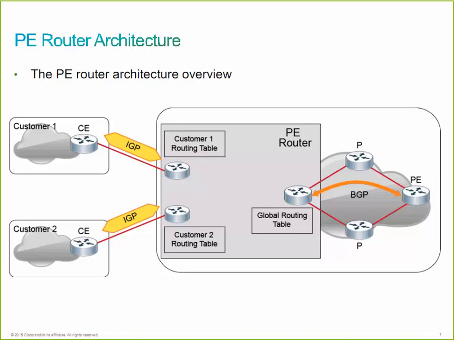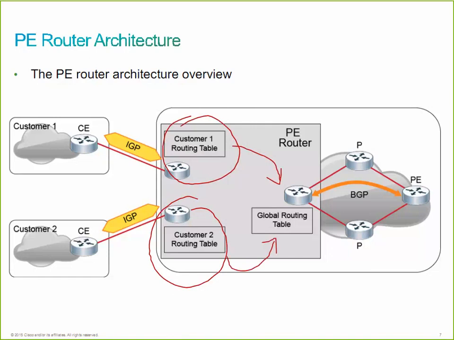Now the PE router then in turn exchanges routes that get installed into those VRF routing tables, which are depicted here in the diagram. This would be a VRF routing table. This would be a VRF routing table. But those routes need to go into this global routing table.